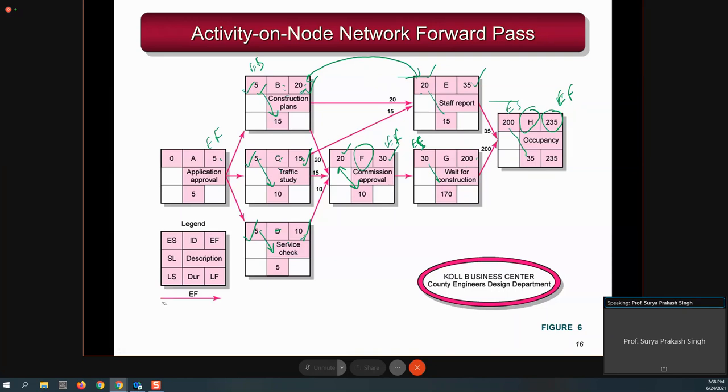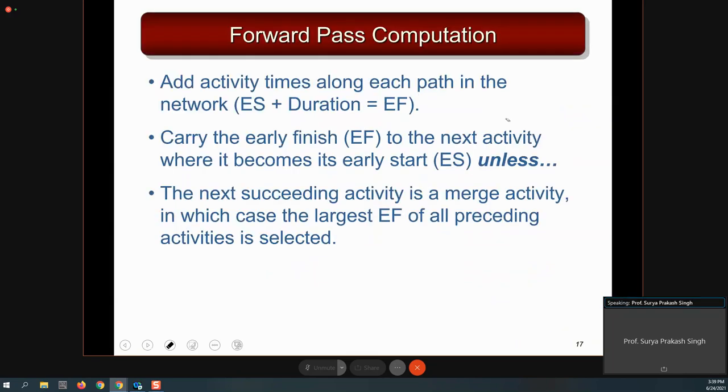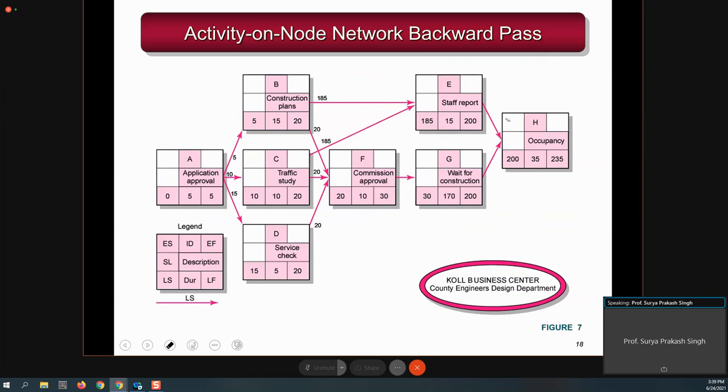So let me erase this and then I can take you through the calculation for the backward pass, because the backward pass will enable you to know which are the critical activities or which are the critical paths. I think whatever we have written in this slide, I have explained during the construction of this. So let's go ahead with the backward pass. In the backward pass, again we have to start from the backward direction, last to one, as I discussed initially.